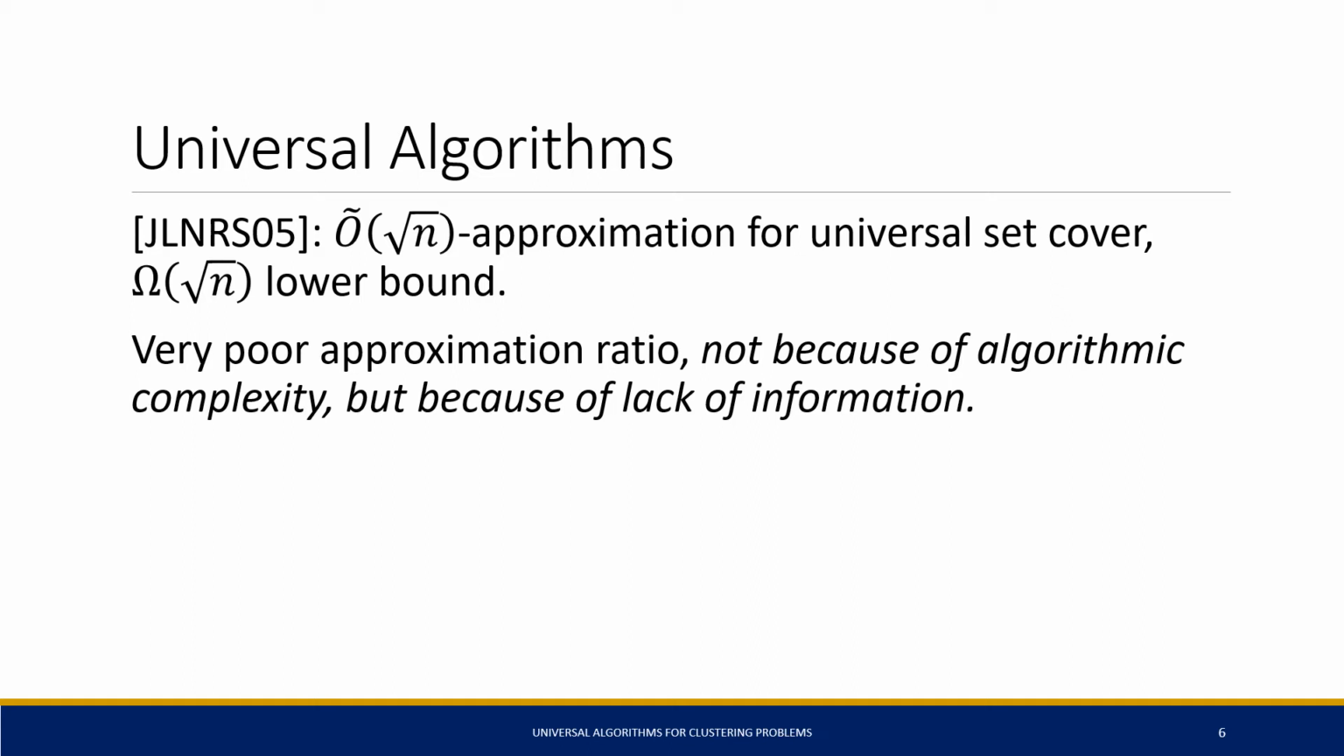Now, it's important to point out that this is a very poor approximation ratio, but in some sense this isn't because universal set cover is an algorithmically hard problem, because we're getting an approximation ratio that nearly matches the lower bound. So this approximation ratio isn't poor because of the algorithmic complexity of the problem, but because the problem just has a lot of uncertainty baked in, and the definition of approximation doesn't allow any slack based on how uncertain the instance is.